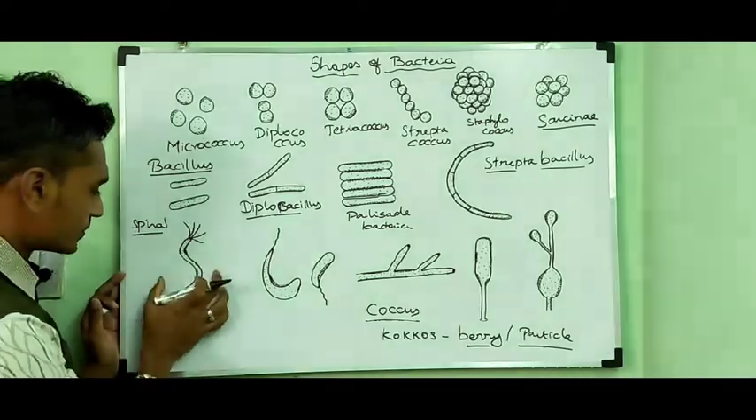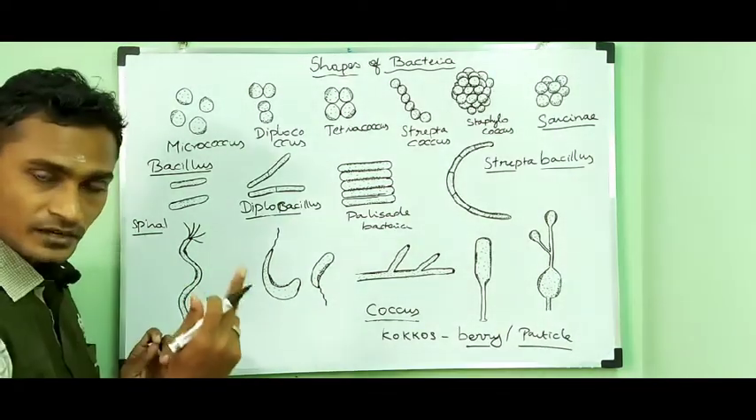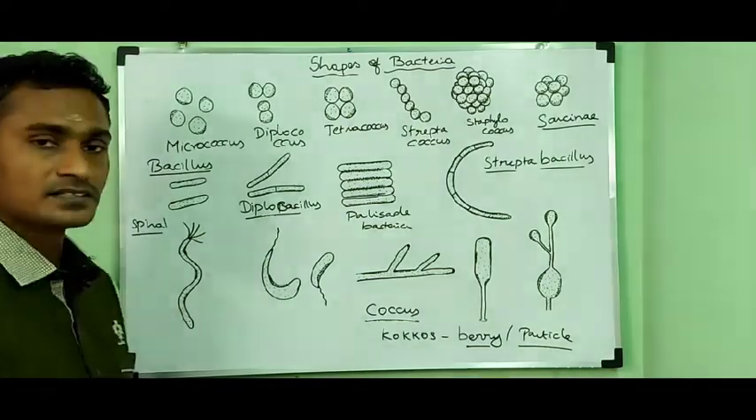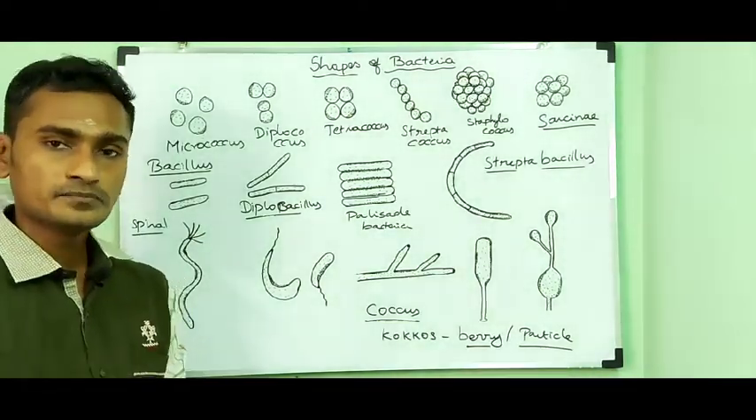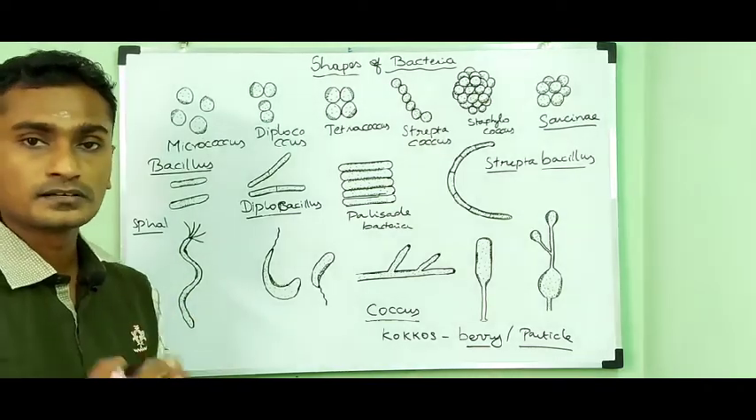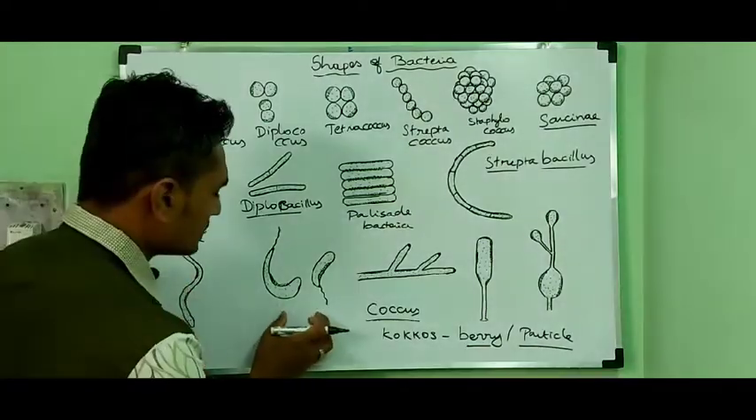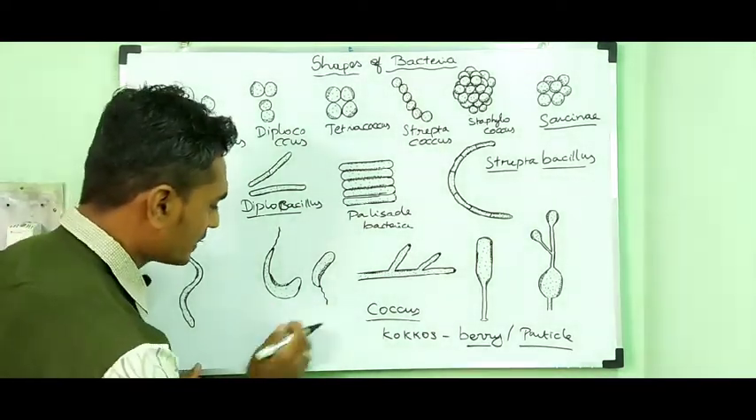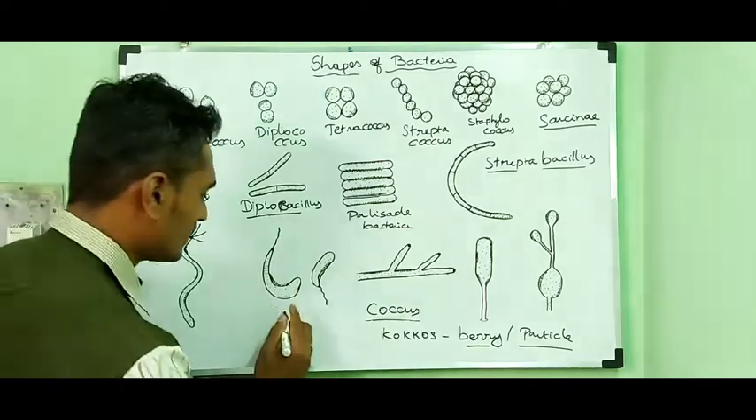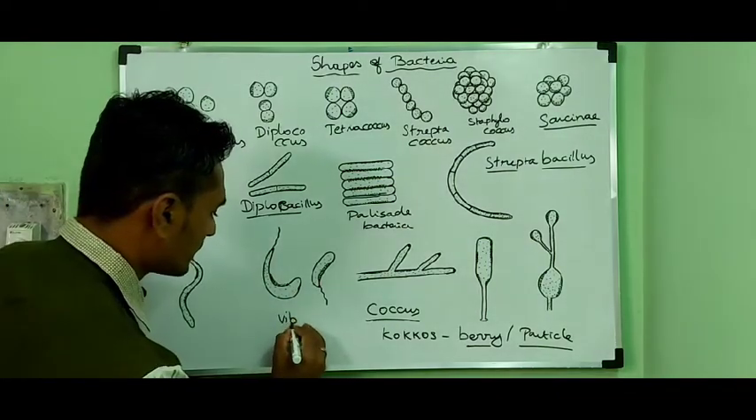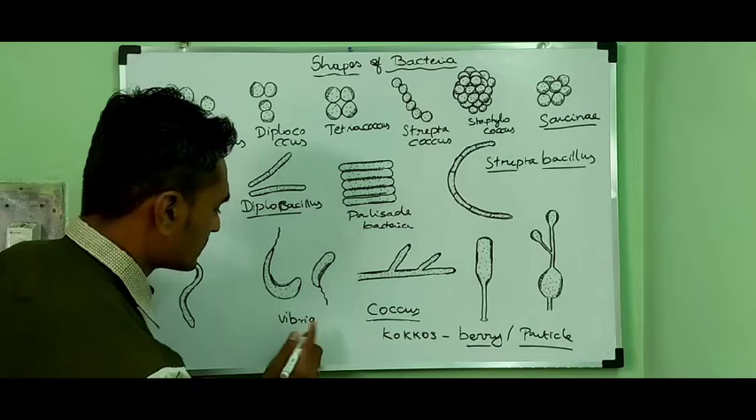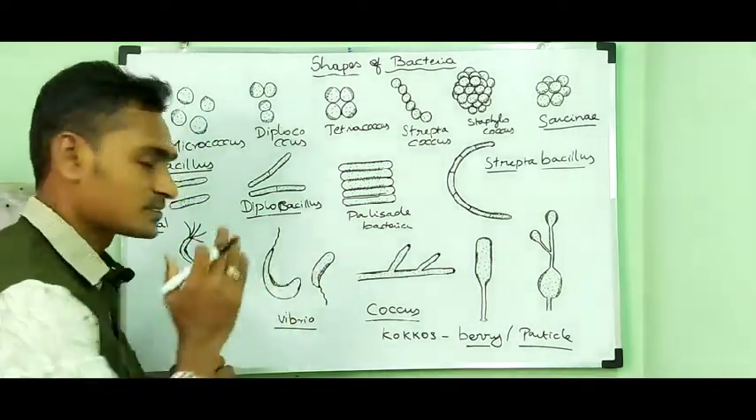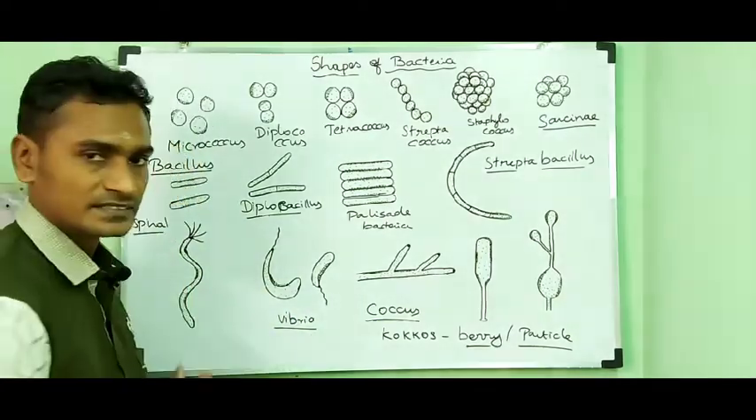This bacteria shows a spiral-like, spirally coil-like structure. Examples of spiral bacteria are Rhodospirillum and Spirulina. Then it shows a comma-like shape. That is why they are called Vibrio bacteria. If a bacteria shows a comma shape, that bacteria is called a Vibrio bacteria.